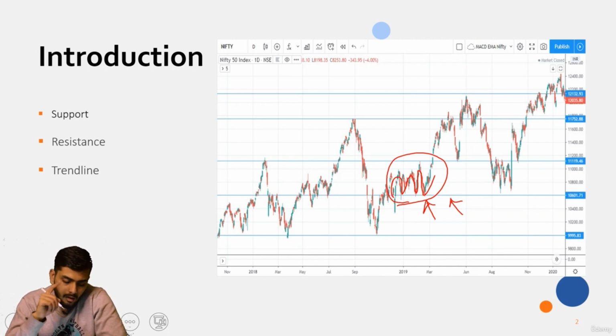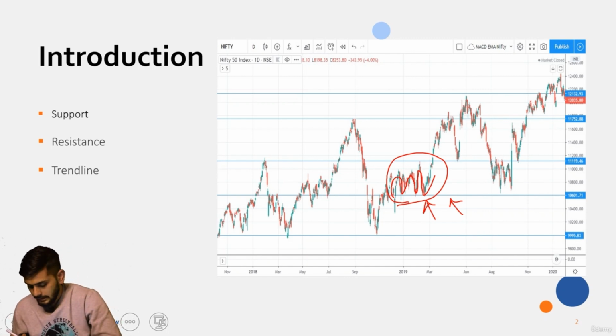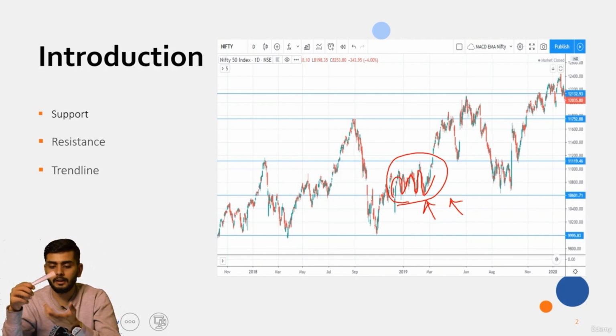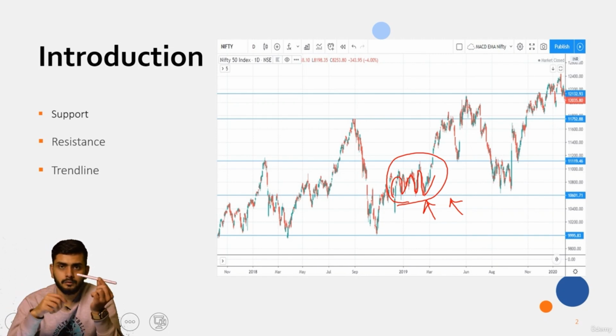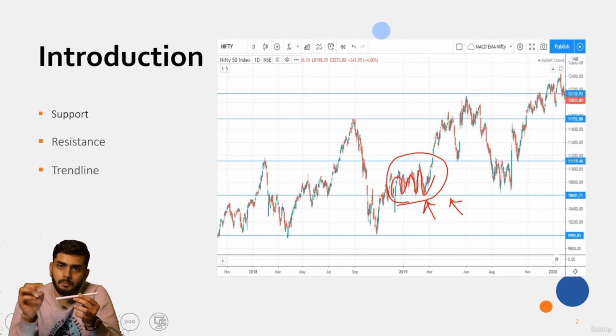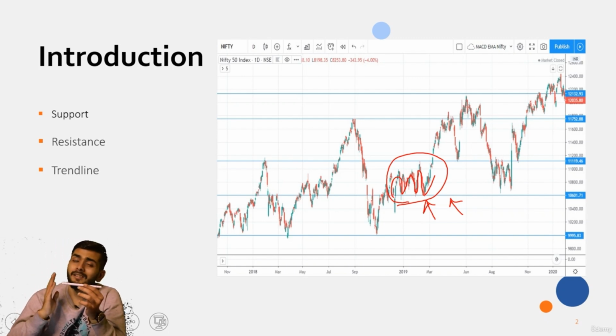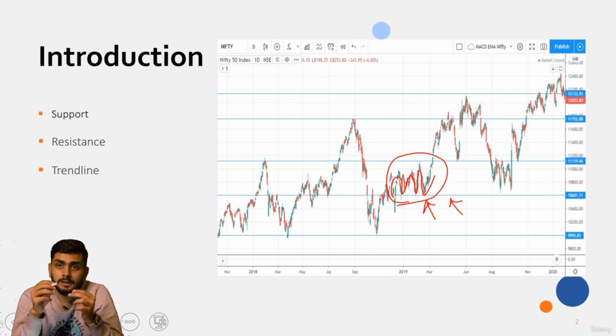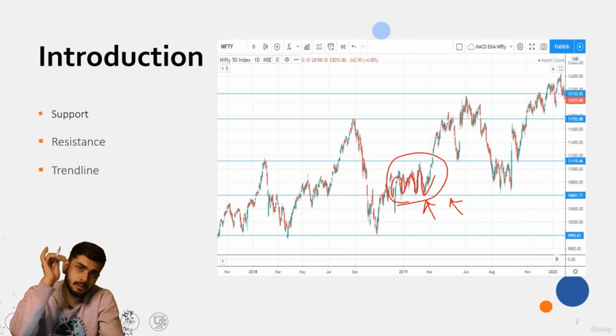Now what is resistance? For example, if I am walking like this and here is the roof of the room, and I am jumping, how far can I jump? I can jump till the roof, no? Whatever force I apply, I cannot break the roof and fly out. So what is stopping me from flying out in the sky? The roof. The roof is resisting me.